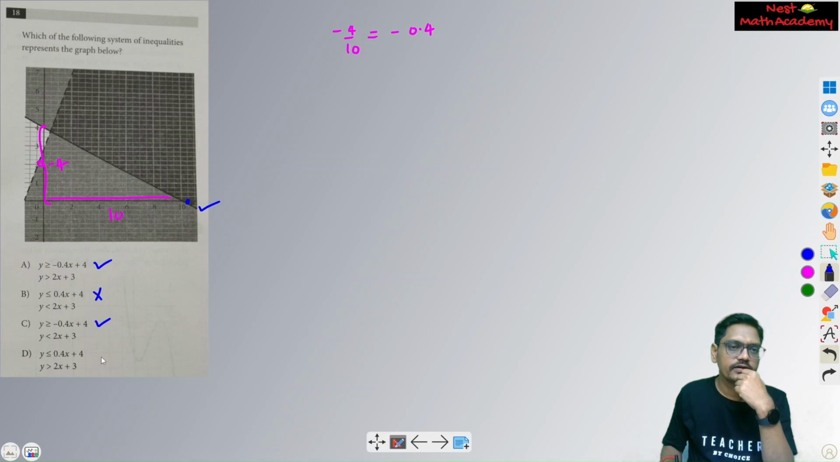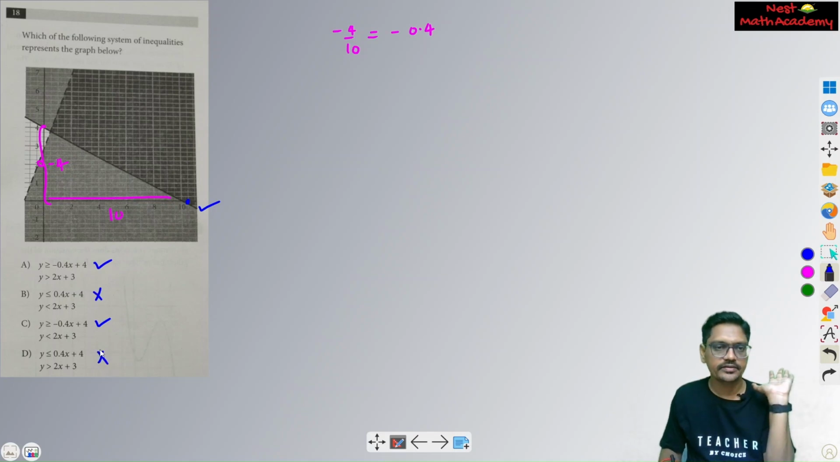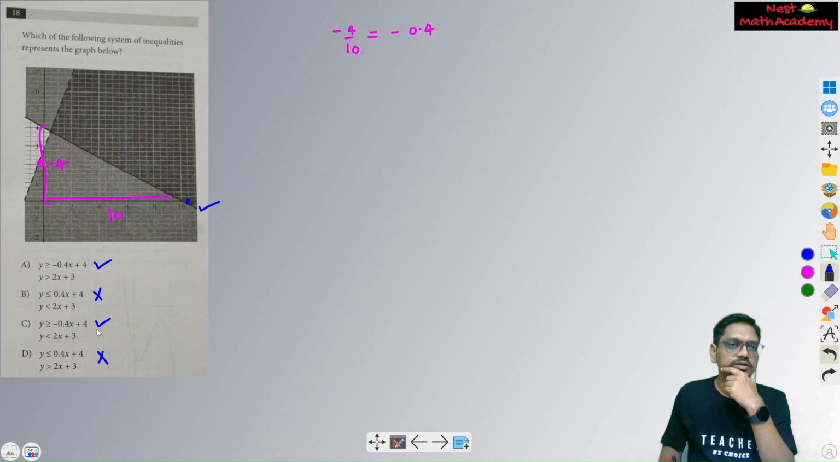Yeah, so these two are gone. Option B and D are eliminated. So option either A or C. Okay. So next, the dotted line equation is same. See, the dotted line equation is same in both the cases. So only thing is that we need to check which side to shade.